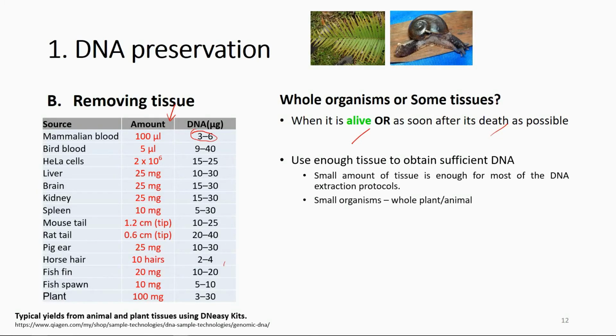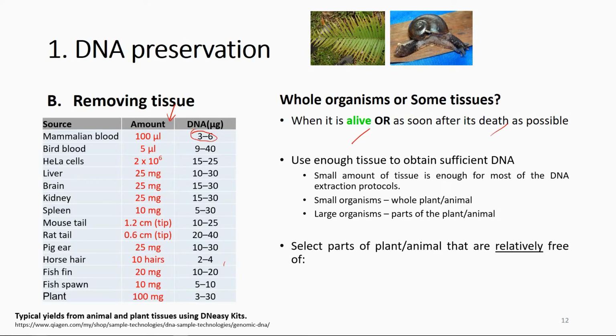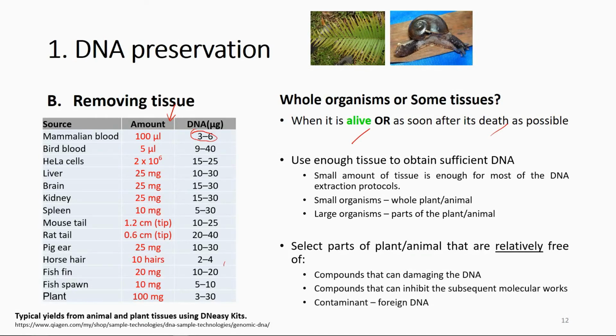For small organisms, usually we will use the entire animal or the whole plant. For large organisms, we will just take a piece of tissue. So you have to select the part of the plant or animal that is relatively free from compounds that can damage the DNA, compounds that can inhibit the subsequent molecular work, for example the PCR, and also foreign DNA.